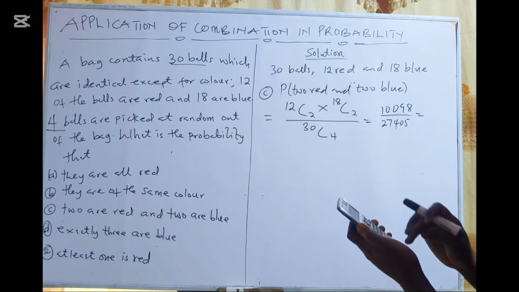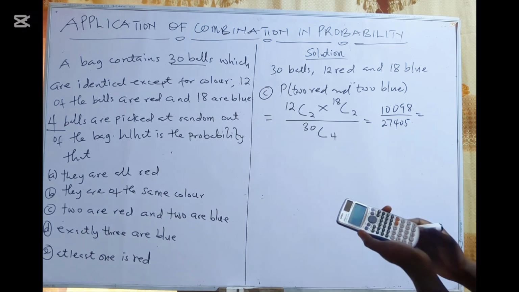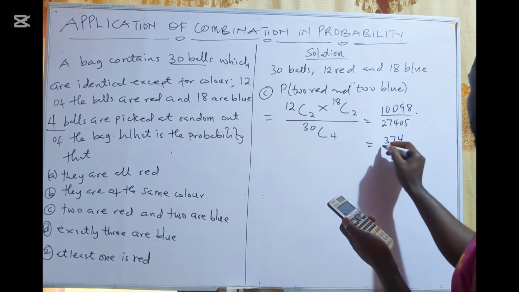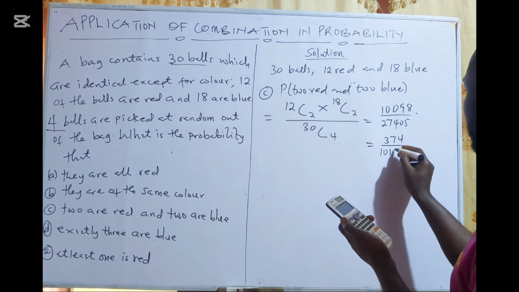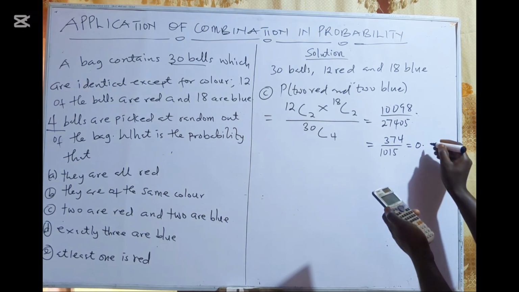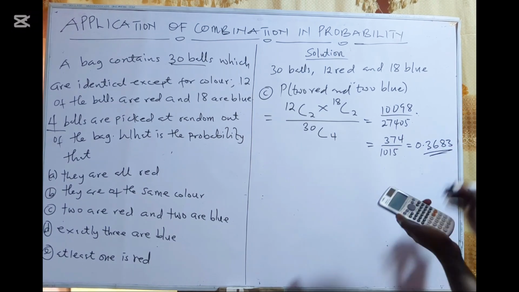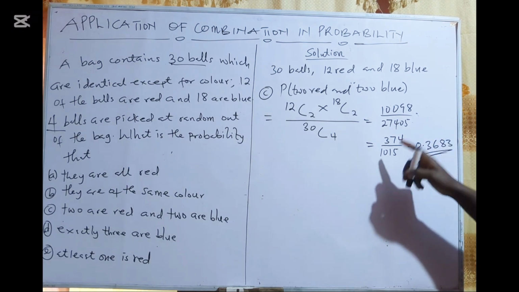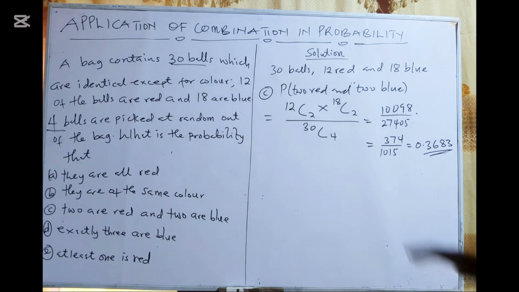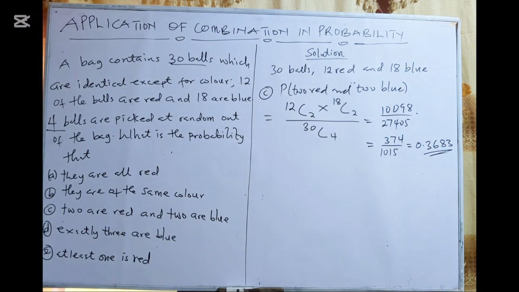So let's divide and see. 10098 divided by 27405, and that will give us 374 divided by 1015. Okay, and that will be 0.3683 in terms of decimal. So 374 over 1015 will be 0.3685. So that is the probability that 2 are red and 2 are blue. I believe we get it.